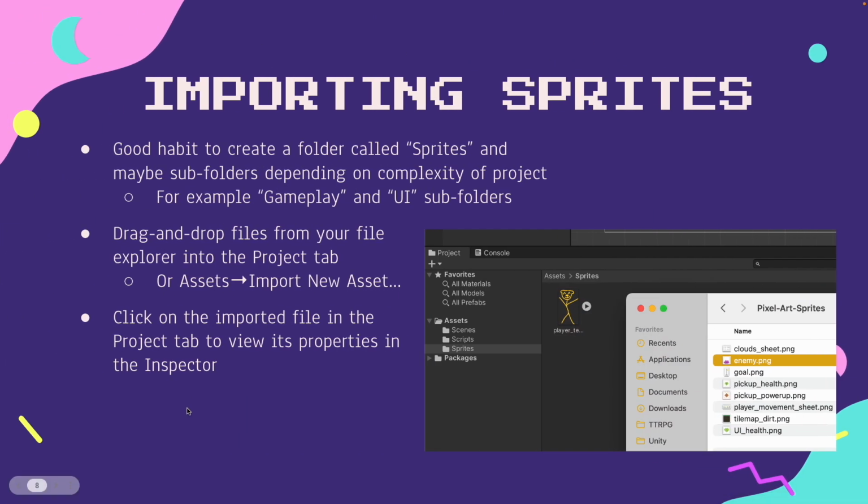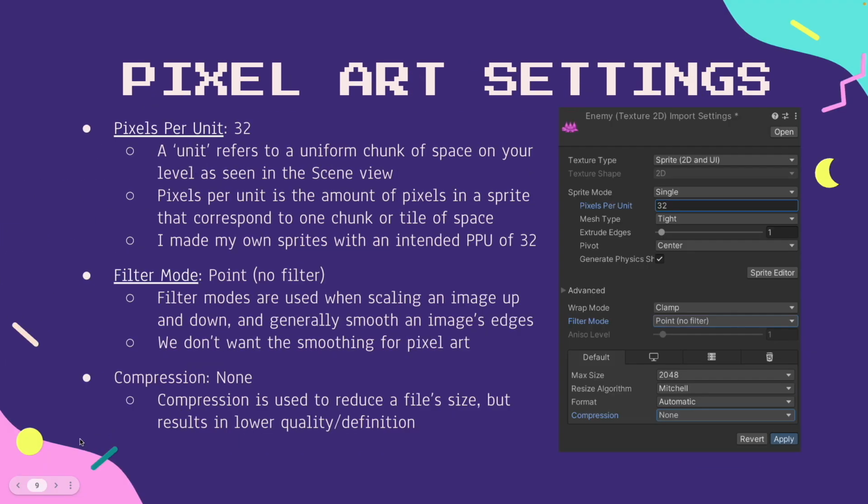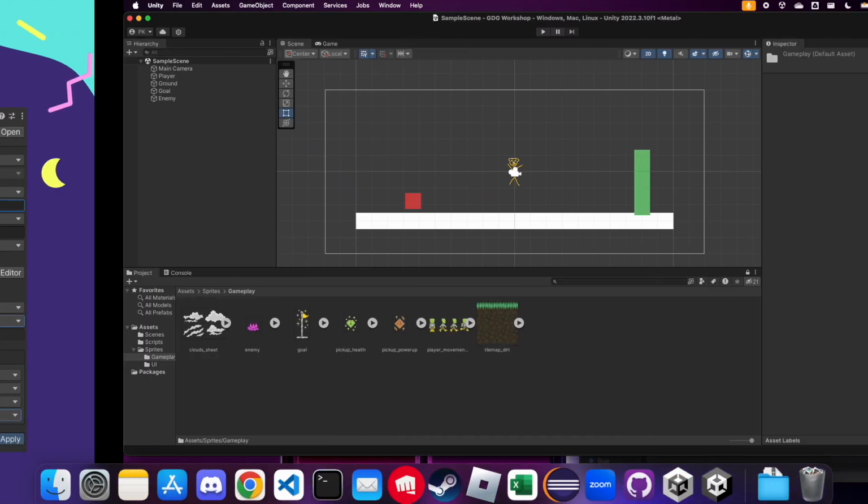So, super simple. Now we have to give it a bunch of settings so that our pixel art looks nice and crisp. This is what it's going to look like at the end. And of course, anything that's underlined is a link for you to read more. Essentially, from top to bottom, we have pixels per unit. It's easy to show here real quick.